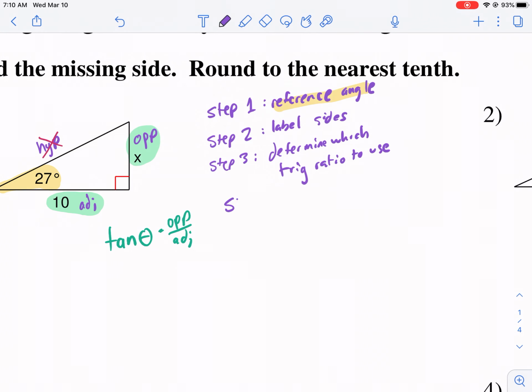Step four, we are going to plug into the trig ratio.